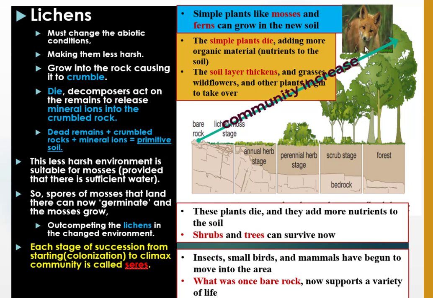These plants again die and add more nutrients to the soil. When the soil thickness and soil fertility get high, shrubs and trees can survive in this habitat. Insects, small birds, and mammals begin to move into the area and start to flourish. What was once bare rock now supports a variety of living organisms. Each stage of succession, from colonization to the climax community, is called a sere.